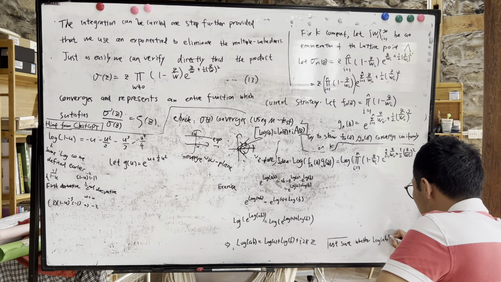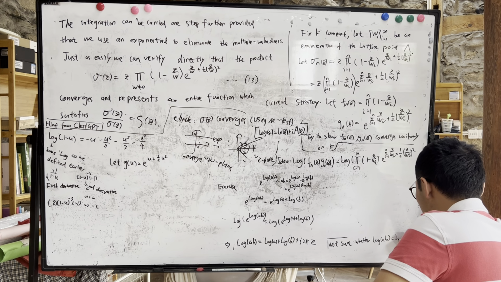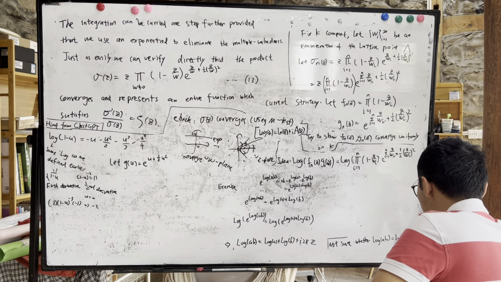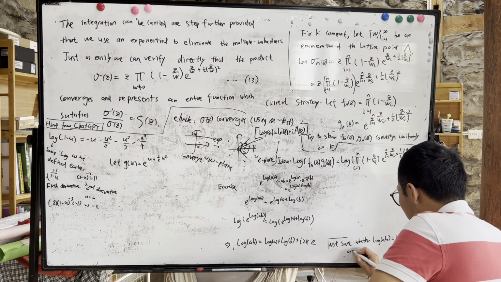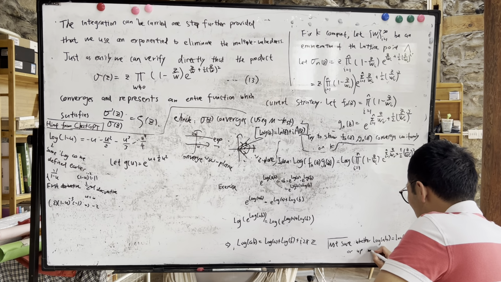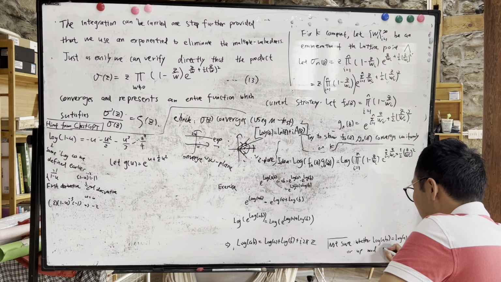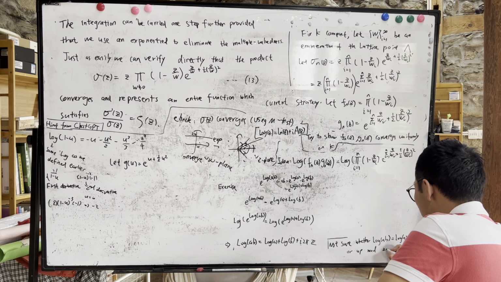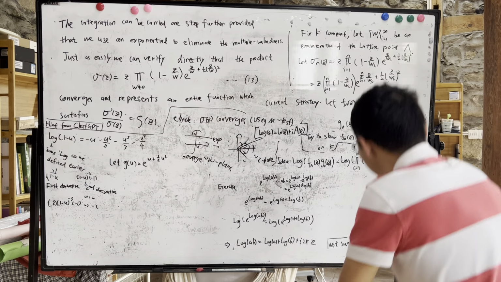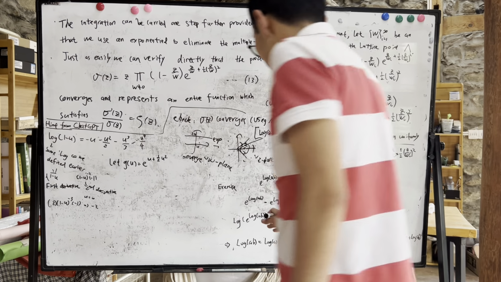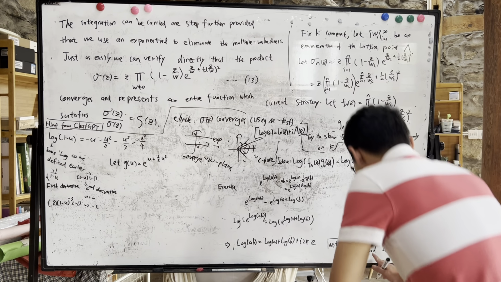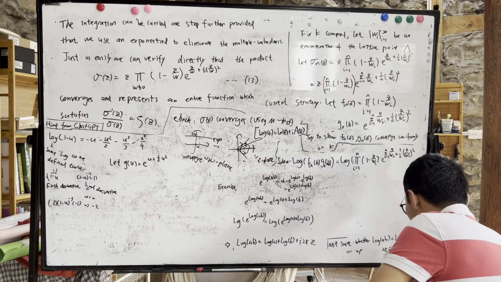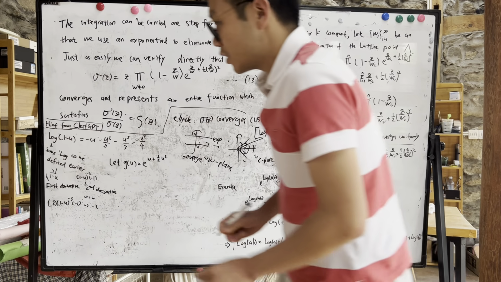Log of AB is equal to exactly log of A plus log of B, or up to mod 2 pi I. Yeah, so maybe let's say up to like a 2 pi I times an integer z.